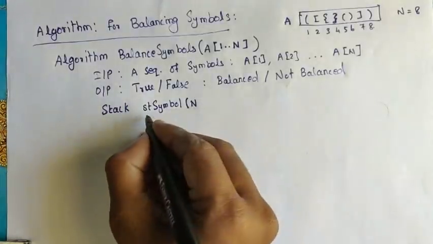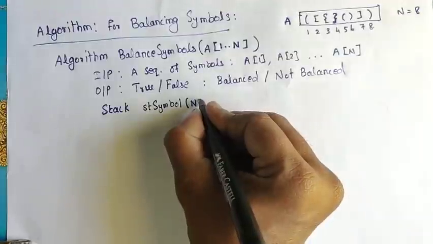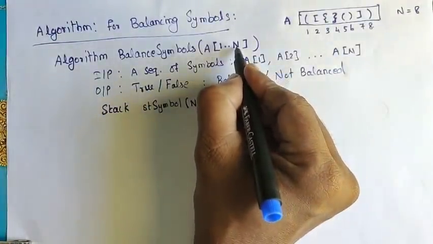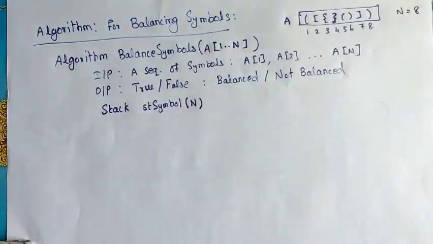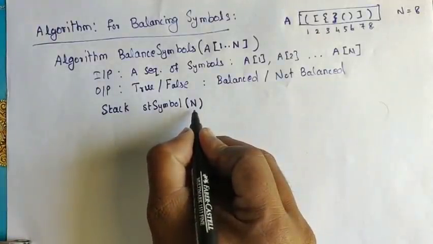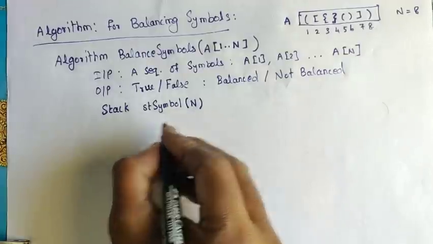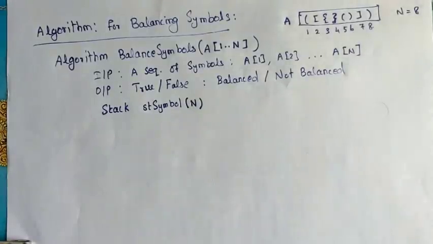But you can create the stack for storing a maximum of n elements, because the array contains a maximum of n elements. If all the symbols are opening symbols, in that case we may need to store all the opening symbols in the stack. So the maximum size for the stack needs to be fixed as N. Okay, so this is the first step.